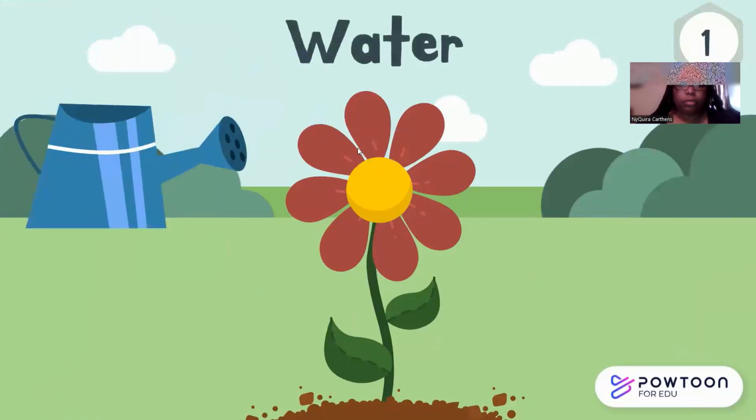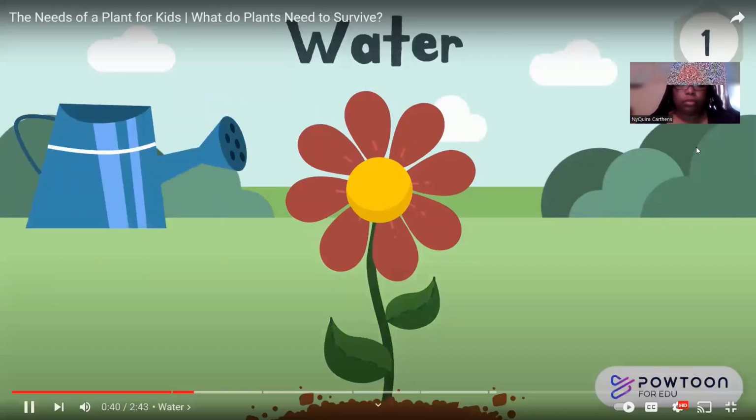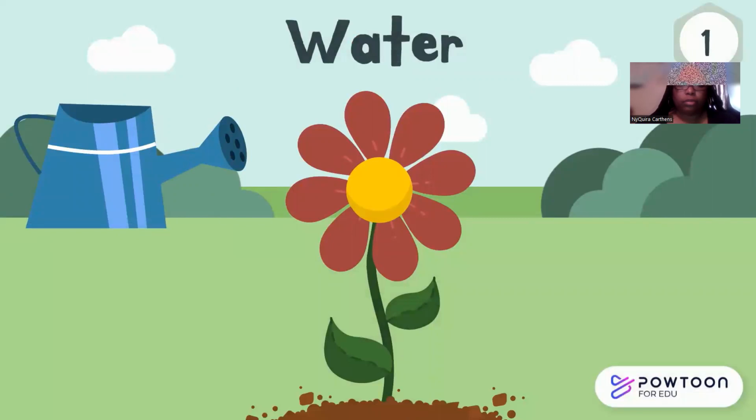Water. Just like us, plants need water to live. It is absorbed through their roots and travels through the stem and into the leaves. It also helps move nutrients around the plant. But be careful, too much water can drown your little buddy.